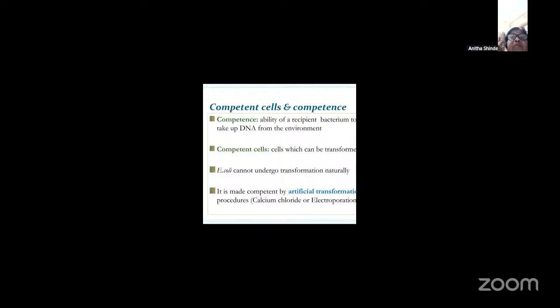So competence is nothing but the ability of a recipient bacterium to take up the DNA from the environment. And competent cells are those which can be transformed. When you take any cell, you have to get it transformed, meaning you have to form a new one. Then E. coli cannot undergo the transformation on its own, so it has to be induced by artificial means. So that is what they are saying.